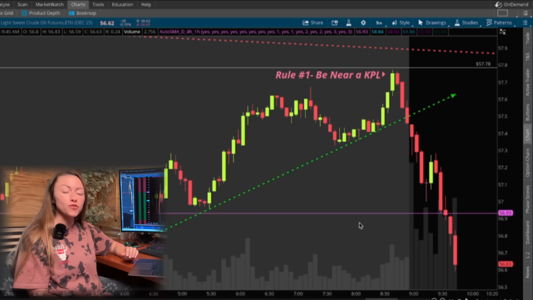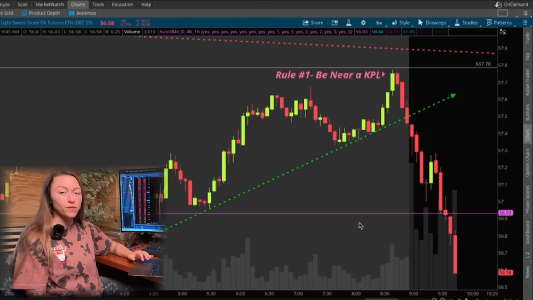So a KPL stands for key pivot level. Now, this is something that I created as part of my strategy that actually is relevant regardless of what strategy you trade. So let's say that you are a supply and demand trader. Your KPLs are your supply and demand zones. Let's say you are a support and resistance trader. Your KPLs are your support and resistance lines.